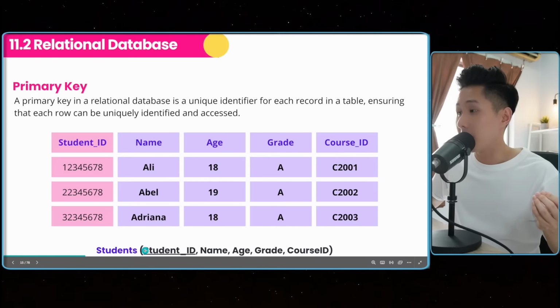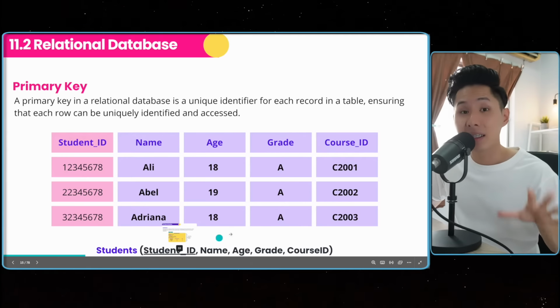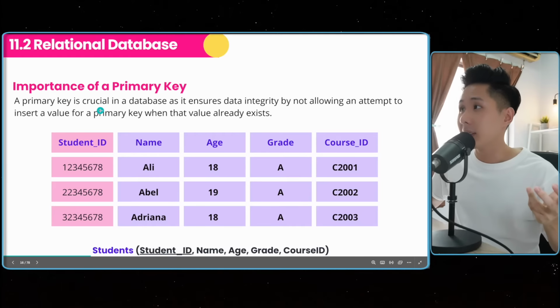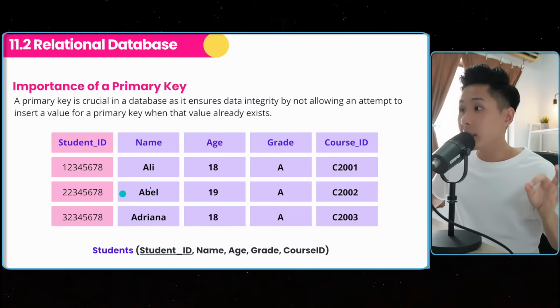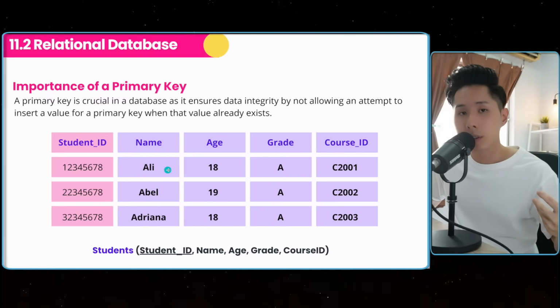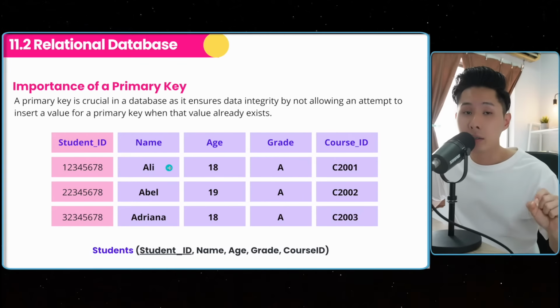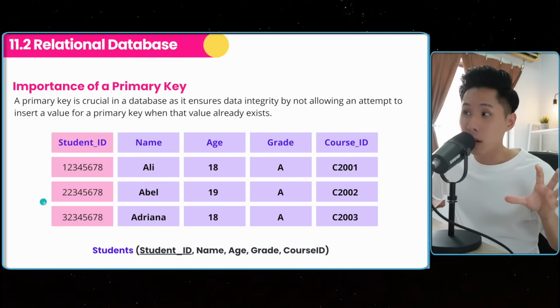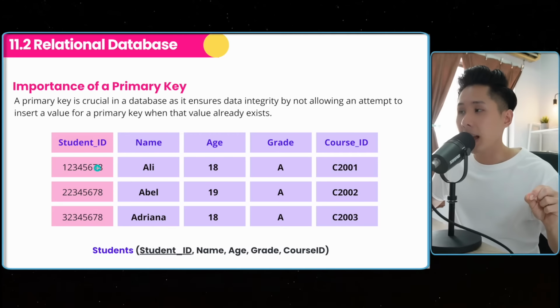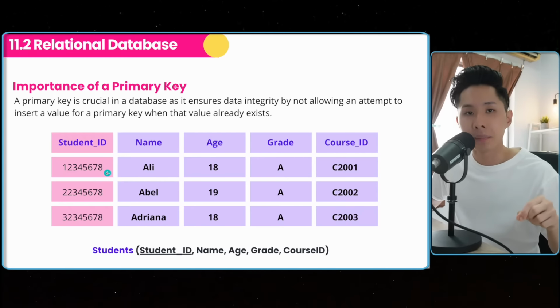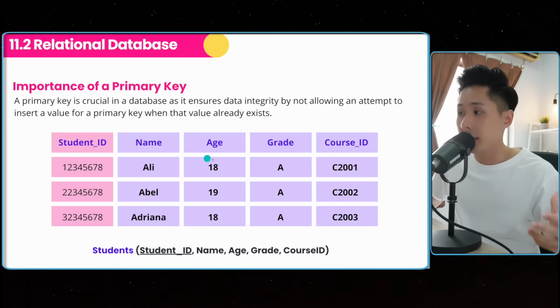Another way we can represent this database is to write down the attributes and then underline the primary key. The importance of it is that it ensures data integrity by not allowing an attempt to insert a value for a primary key when the value already exists. In this example, it's very important for a university to not create the same student ID for two different students. That would cause a lot of trouble if this happened. By using a primary key, it enforces the rule that, hey, you cannot enter another student ID that is 1, 2, 3, 4, 5, 6, 7, 8. So it allows a unique student ID for every single student.